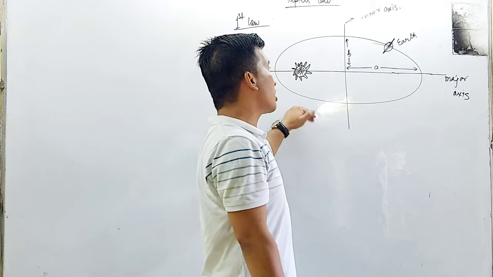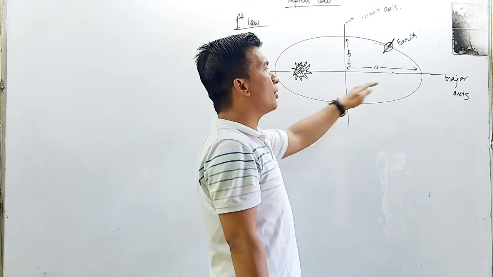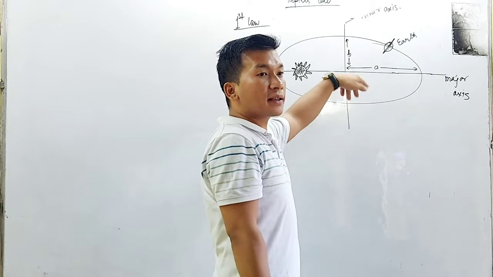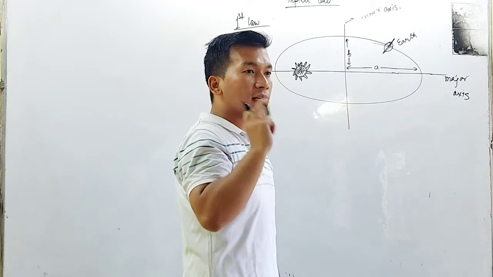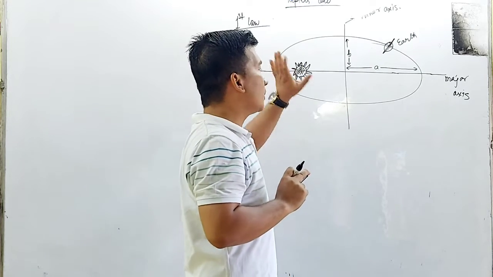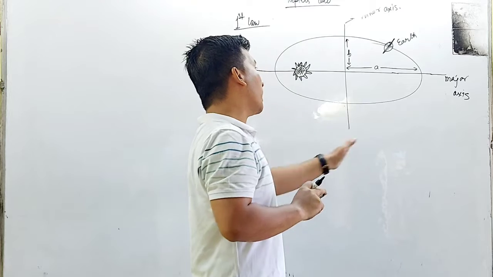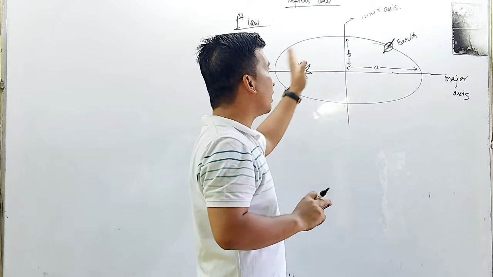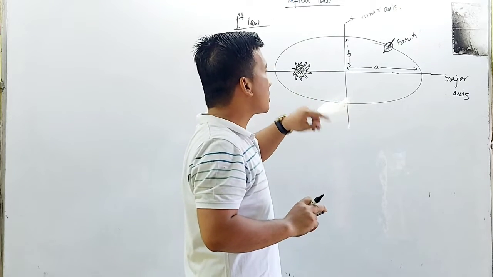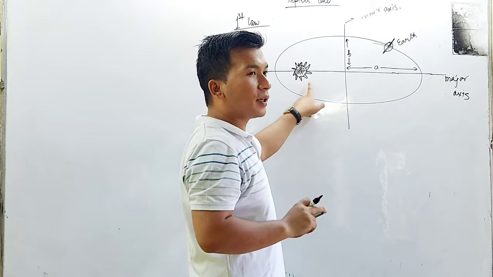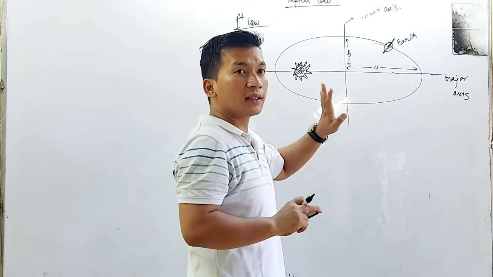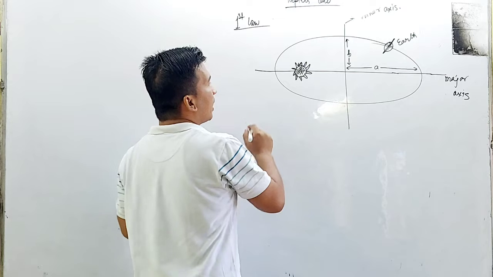And your focus must be located on your major axis, not on the minor axis. Statement number 1 says: every planet will be revolving around the sun in an elliptical orbit in such a manner that the sun must be located at one of the foci.